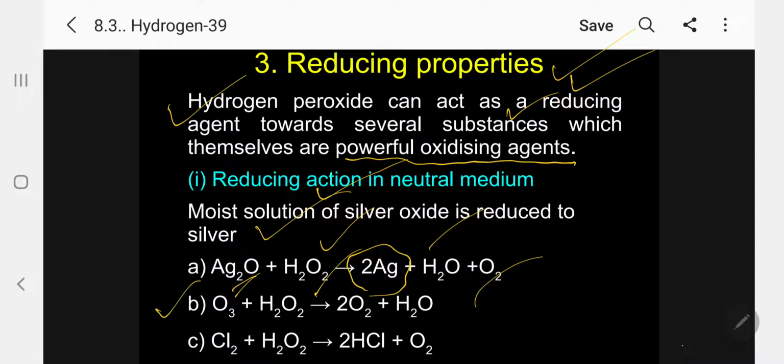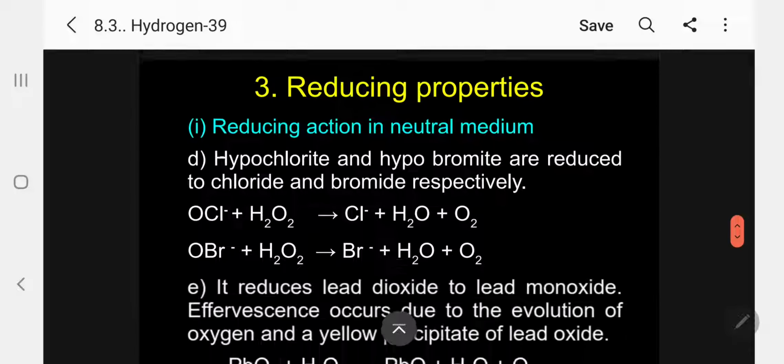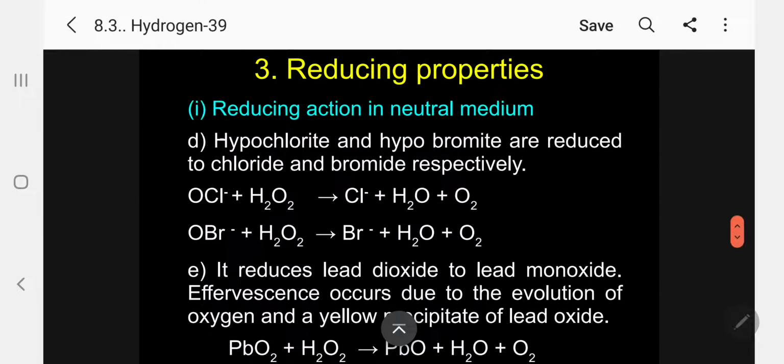The second example, ozone reacts with hydrogen peroxide and undergoes reduction, that is to oxygen, and water is produced, showing again in neutral medium the reducing action. Chlorine reacts with hydrogen peroxide and produces HCl and oxygen. So again, this is another example. Now, reducing action in neutral medium continues.